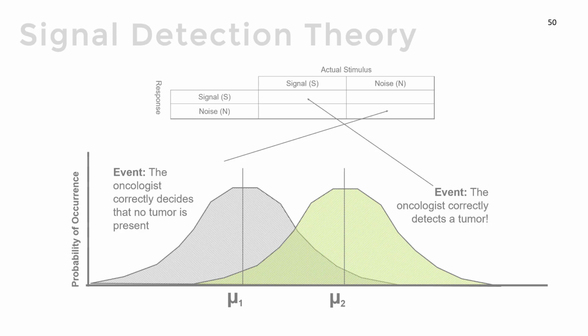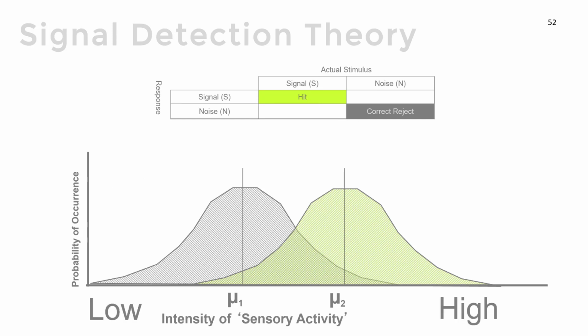And as you can see, if the oncologist correctly detects a tumor, he decides that there is a signal when in fact there truly is a signal present. Also, if the oncologist correctly decides that there's no tumor present, he's determined that the x-ray showed noise when in fact it was really just noise. Okay, so when the doctor correctly detects a tumor, we'll call it a hit. And when the doctor correctly determines that no tumor is present, we'll call it a correct reject.